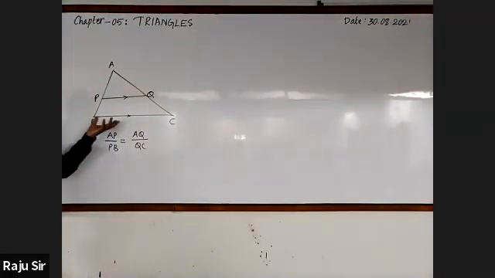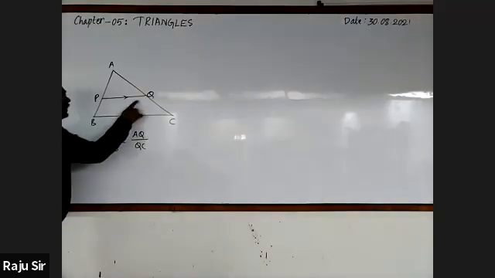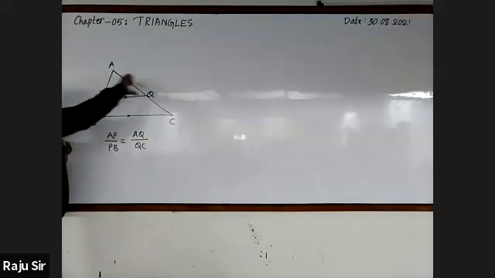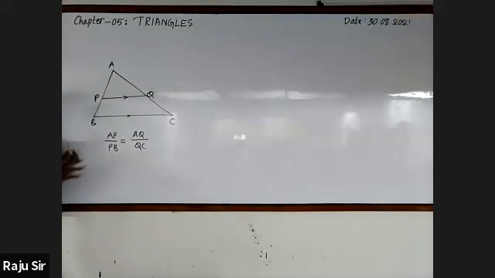Let me make the statement. If a line is drawn parallel to a side of a triangle, then it divides the other two sides proportionately. This is the statement of basic proportionality theorem.